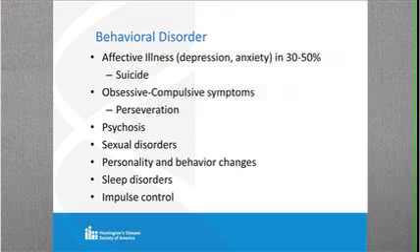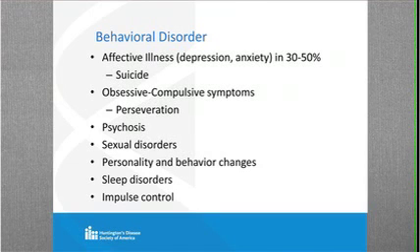Sexual disorders, and given that this is a disease that often affects people in their 20s, 30s, and 40s, this can be a significant quality of life issue. Personality and behavior changes, and this can be much earlier than any of the motor signs and can be quite impairing for many people, and relationships as well.